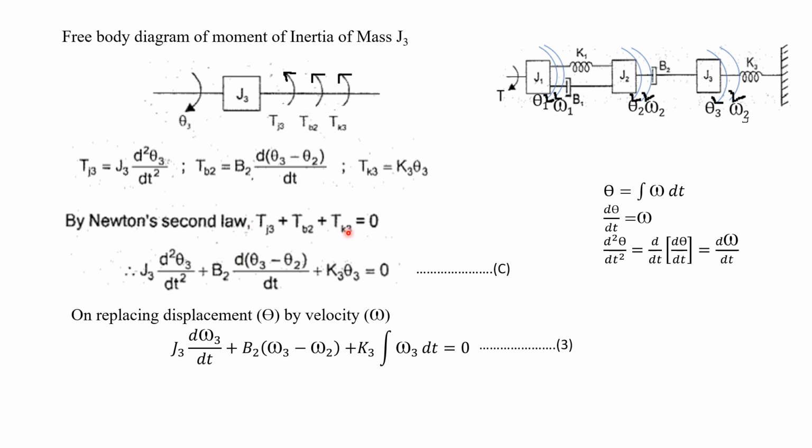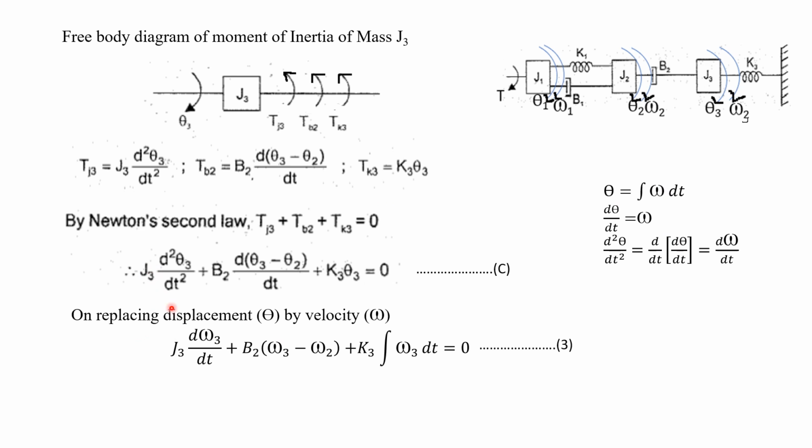Now, we have the formula for each and every opposing torque. We have to substitute it here. So, we get the equation like this. That is equation number C. Now what we have to do is replace this theta by omega, because here we are considering the output as omega. Using this relation we can easily convert theta into omega.